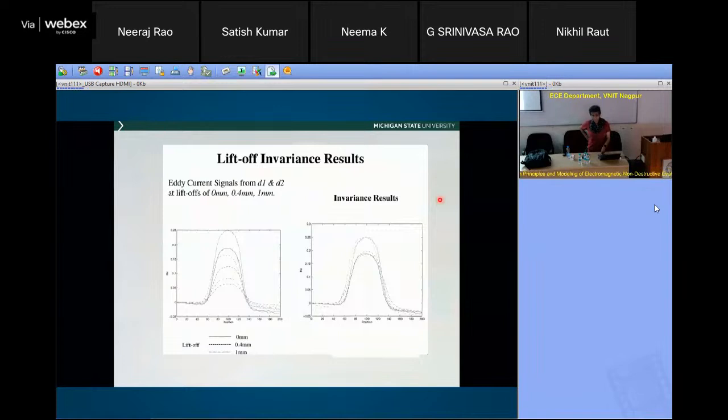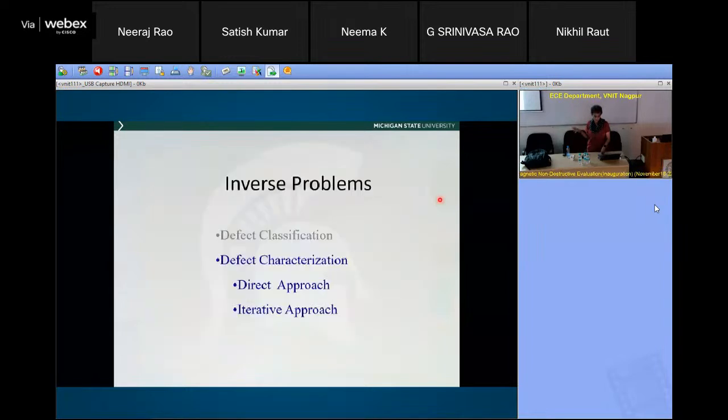Okay, so that's some of the signal processing that is needed for signal classification. Okay. Those are all related to the classification. And then you have characterization, where you want to determine the full shape of the defect. Okay. And there you can have a direct approach or an iterative approach.